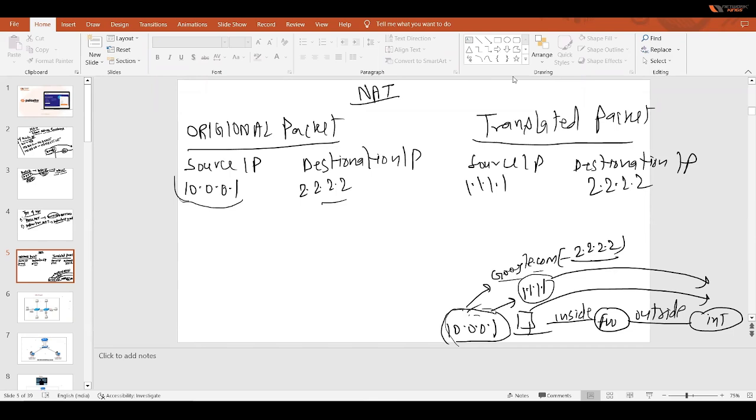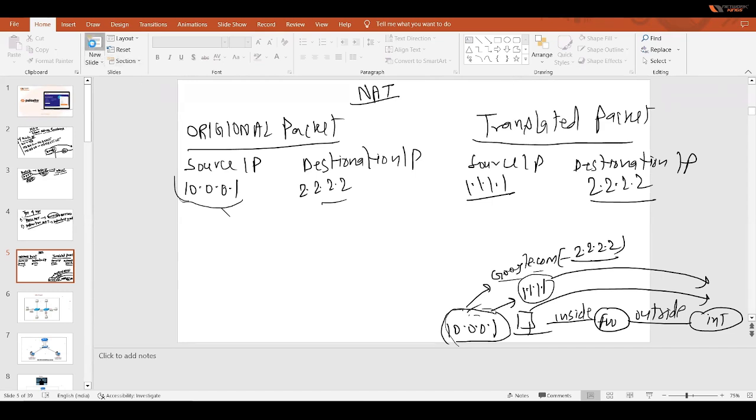So this is the original packet: source is 10.0.0.1 and destination is 2.2.2.2. And in the translated packet, my source IP is now translated to 1.1.1.1 and destination IP is the same 2.2.2.2. This is how you can make your configuration whenever you are working on NAT. Always think about the original packet and translated packet, so you will not miss anything. That's how the packet is translating. What I have done here is just translate the source IP. This source IP is NATed to some other source IP, but the destination is not yet NATed. Only source IP is NATed.